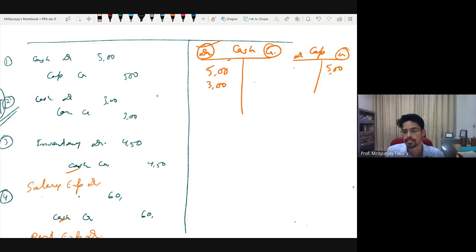Don't keep preparing a T account for the same name again and again, because otherwise it would not be a summary anymore. Summary means that whenever cash is affected, you enter it here itself. That is when it will give you a summary of cash. Similarly, this one will give you a summary of capital, and so on. Let's see the next one. So this is done, this is done, this is done.